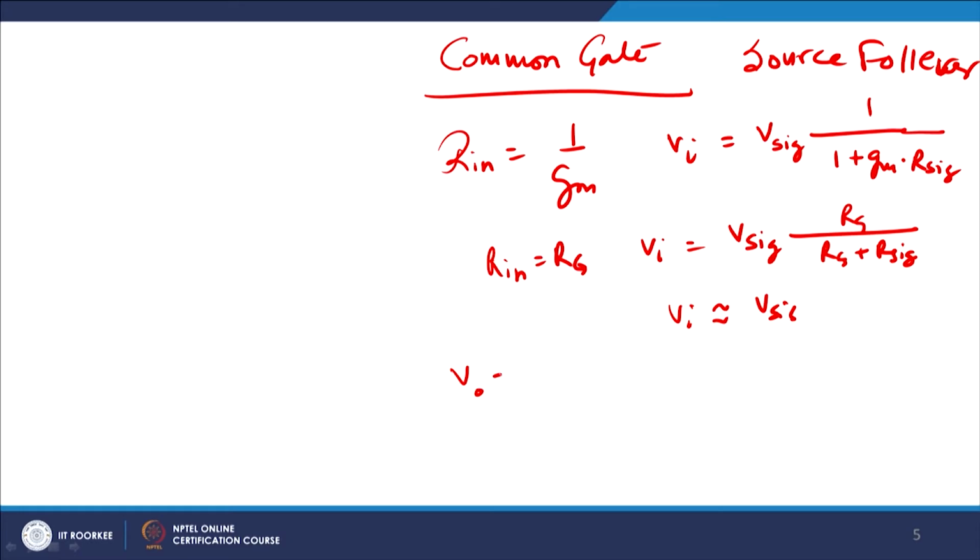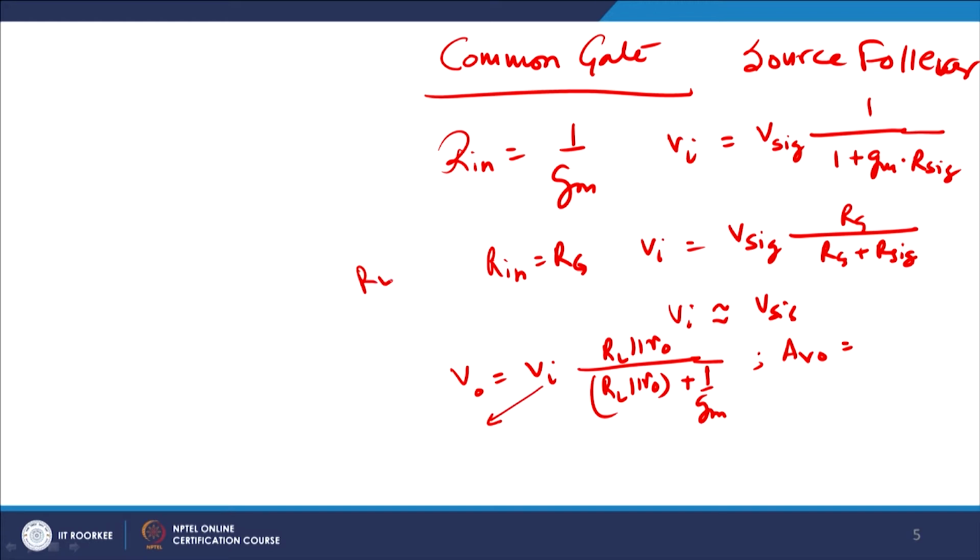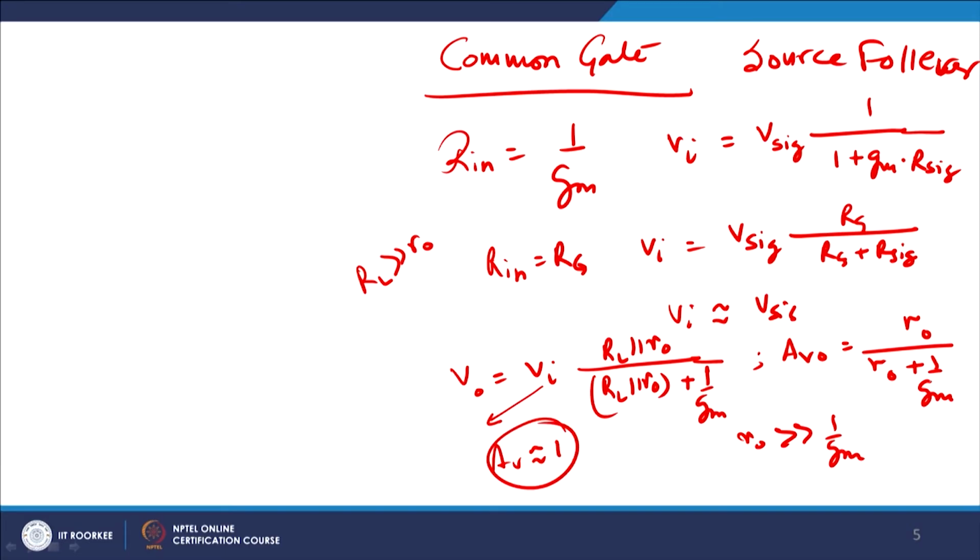So I get V0 equals Vi into RL parallel to R0, right, plus 1 by Gm, fine, and therefore I will get the open loop gain AV0. So this Vi will come in the denominator. Since RL is much larger as compared to R0, I can write this as R0 upon R0 plus 1 by Gm, right. Since in reality R0 is much larger as compared to 1 by Gm, we can write AV to be approximately equal to 1, because this will be very small, this cancels out, I get 1, right.